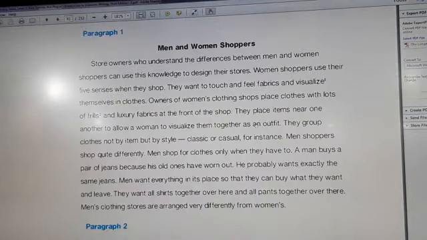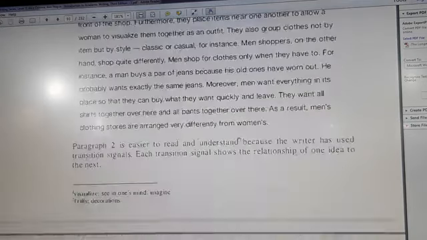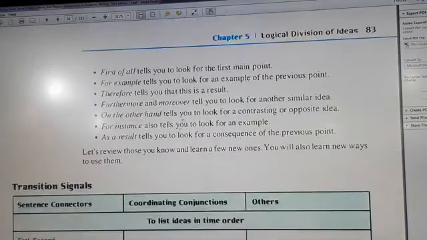So when you mention something, you have to give an indication that now I'm at this point and now I move to another point, and so on and so forth. And some of these expressions, you look here: first of all, for example, therefore, furthermore, moreover, on the other hand, for instance, as a result. Each one, of course, has a certain meaning and you have to know how to use them.